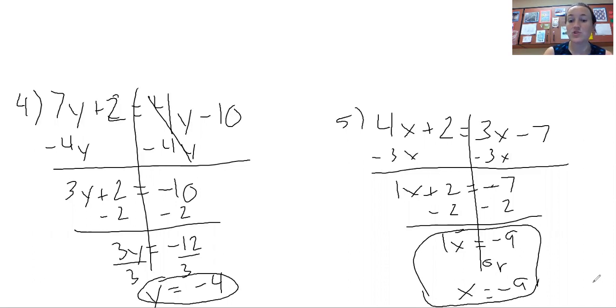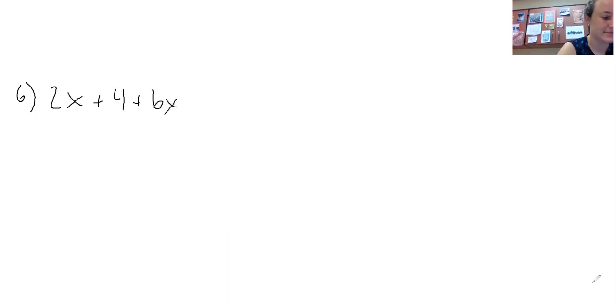I'm going to give you 2 more examples that I want you to pause the video on and try to work out for me. I think it's going to be 2 examples. I'll see what fits on the screen. So 6, I want you to solve for me 2x plus 4 plus 6x is equal to 2x minus 26.